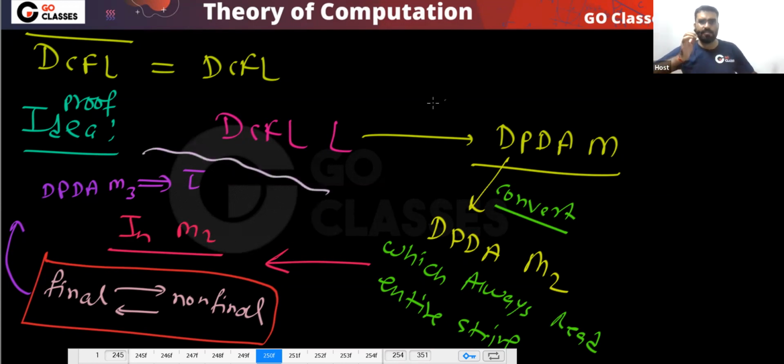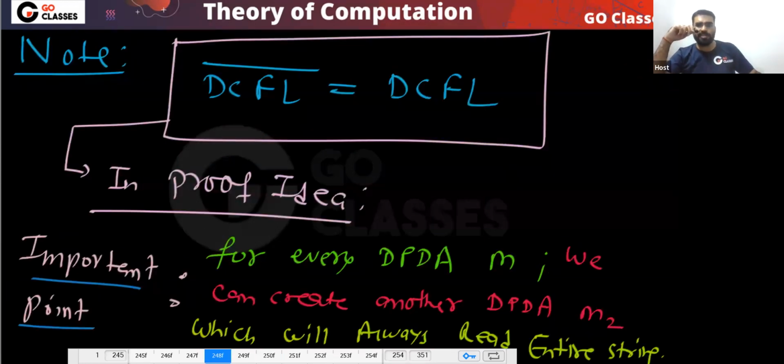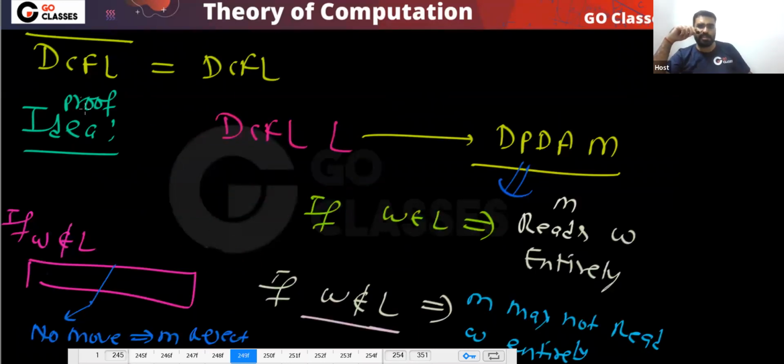Is this idea clear? Very simple. DCFL complement is DCFL. And what is the idea of the proof? See, if you have a DCFL, then there is a DPDA. If W belongs to L, then the DPDA will read the entire string. But if W does not belong to L, then M may not read the entire string, because if there is no move, then this DPDA will reject the string.